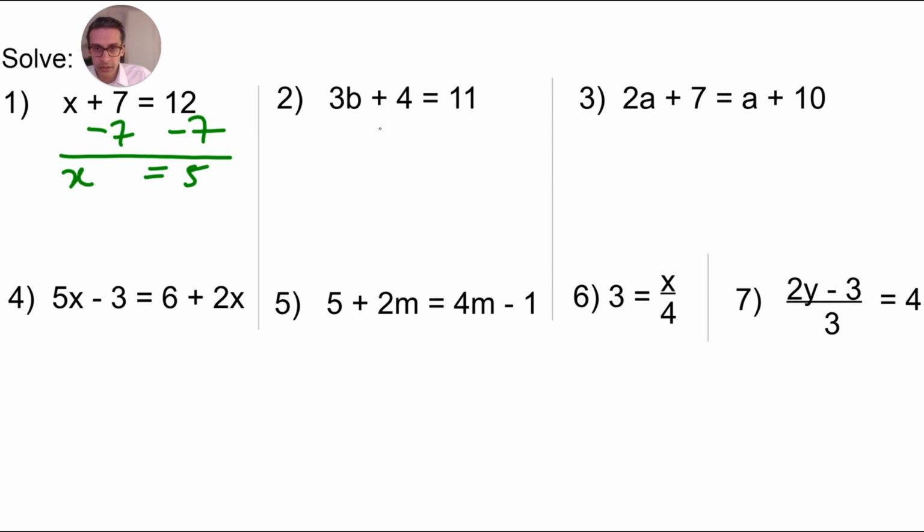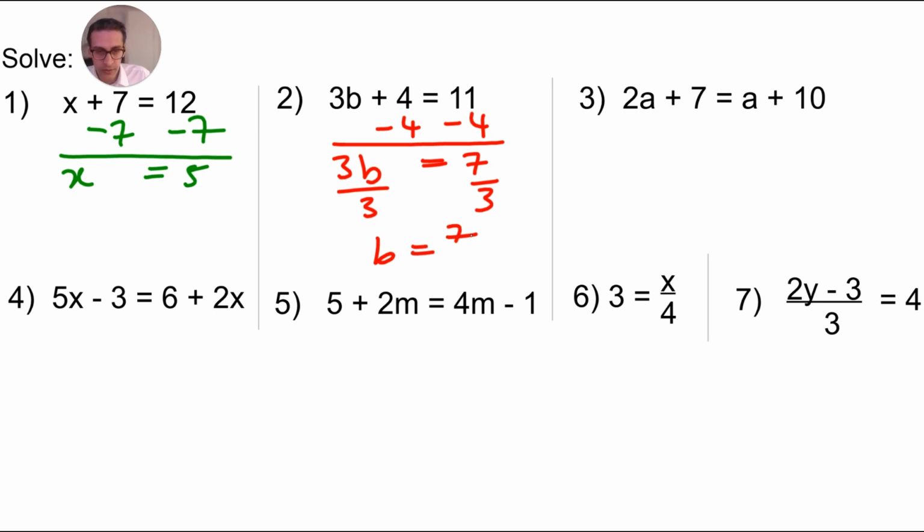Question 2, we are going to take away 4 from both sides of the equal sign. So that gives you 3b equals 11 minus 4, which is 7, and then we're going to divide by 3, so you're going to get b is equal to 7/3. Leave it as a fraction, there's no need to change that to a decimal.